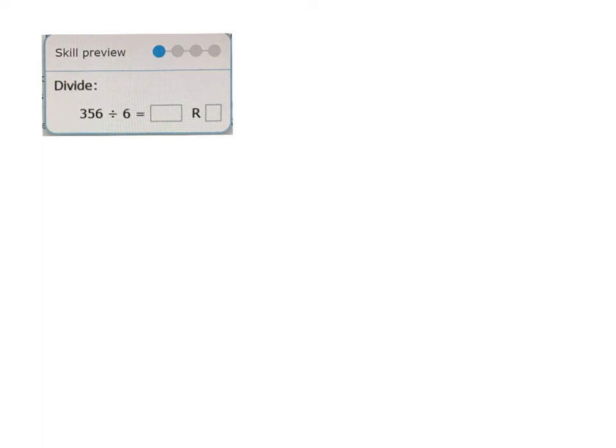In this video, we're going to talk about basic division by one digit. So our first example is written here, 356 divided by 6 equals, and there's likely going to be a remainder. When I see a question written like this, I'm going to rewrite it because it's a little hard to do the long division when it's written like that.